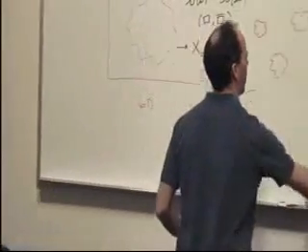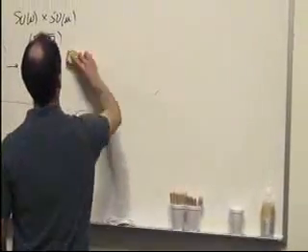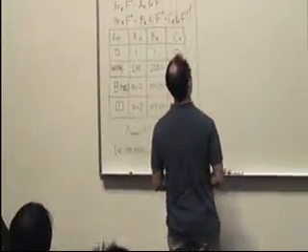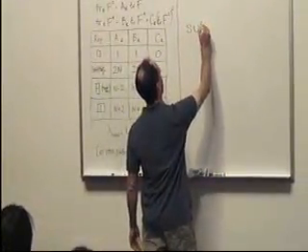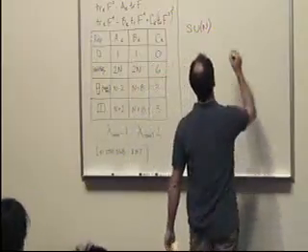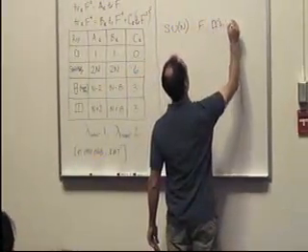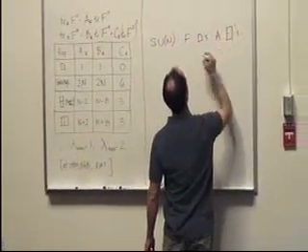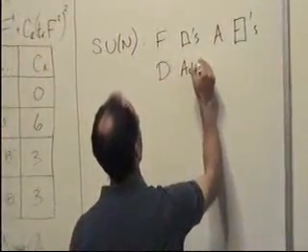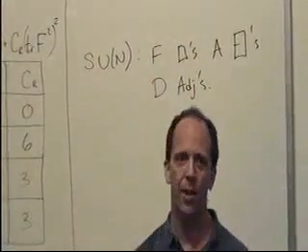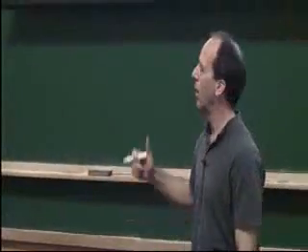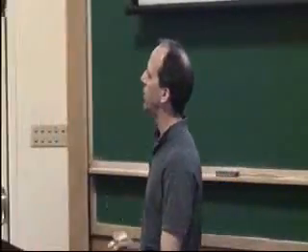So let me do an example, which hopefully will make this all a little clearer and will be useful. Actually, I'm going to do the example over there so I can leave it up for a little bit. So let's say we have a simple kind of gauge group, which is just SU(N). And let's say we have F fundamentals, A antisymmetrics, and D adjoints. So let's say I want to build a six-dimensional supergravity theory in which there's a gauge group SU(N), and it's got F fundamentals, A antisymmetrics, and D adjoints.